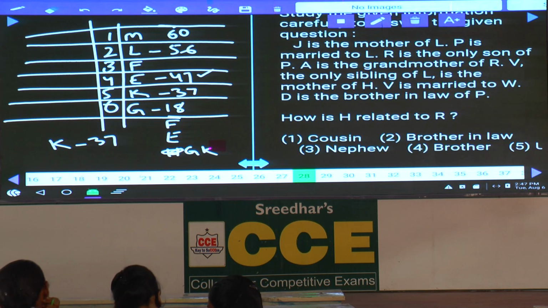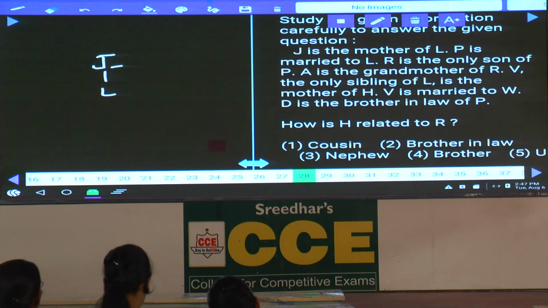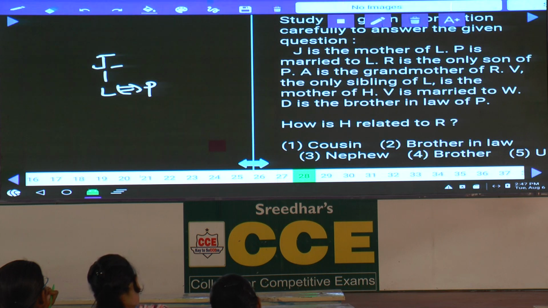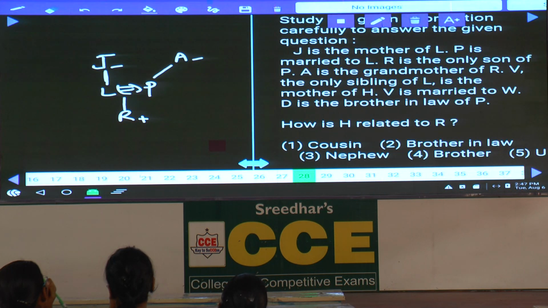Then question number 28 onwards, it is based on blood relation. J is the mother of L, can be written like this. And P is married to L, L and P are a married couple. R is the only son of P. And A is the grandmother of R. As A is the grandmother of R, that means A is the mother of P, because L's mother is already there, J. Two mothers is not possible here. Hence A is the mother of P.